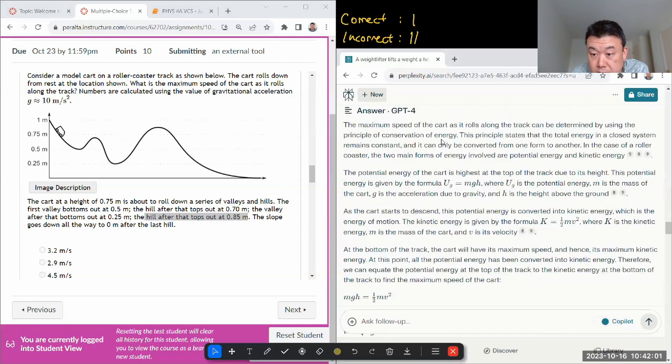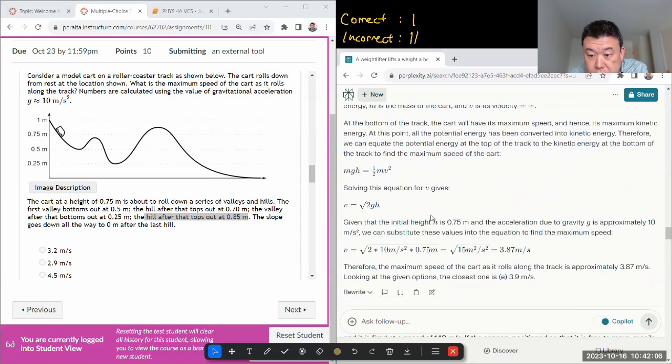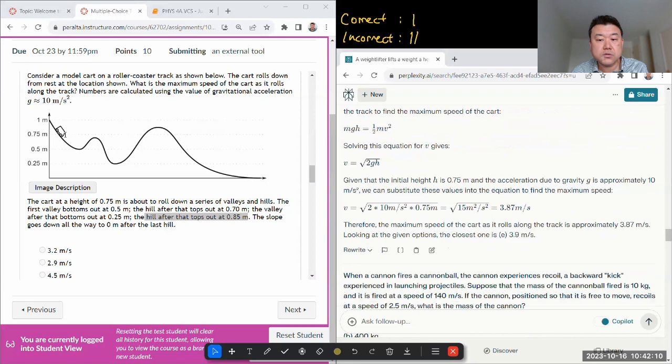So let's see how GPT works it out. Maximum speed and so on. Initial height. Yeah, so it's using the entire height, and you can't do that. That's going to be wrong. You have to use the height, because you are going to reach maximum speed at this lowest point of 0.25 meters. So you have to use the height difference of 0.5 meters, not the old difference all the way down to zero.